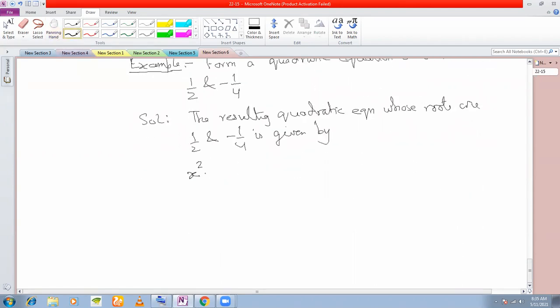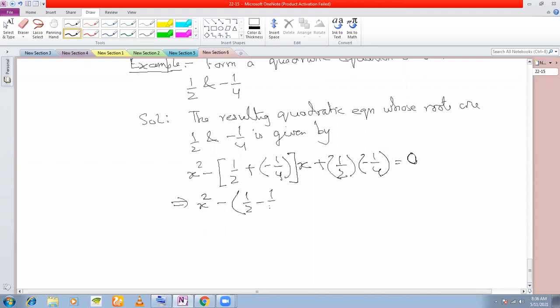x square minus sum of the roots. What is the sum of these two roots? Half plus minus 1/4. This is the sum of the roots into x plus, and what is the product of the roots? Half into minus 1/4 equal to 0. Now you can simplify this a little and express it in x square plus bx plus c form. Half minus 1/4 x, and you have minus 1/8.